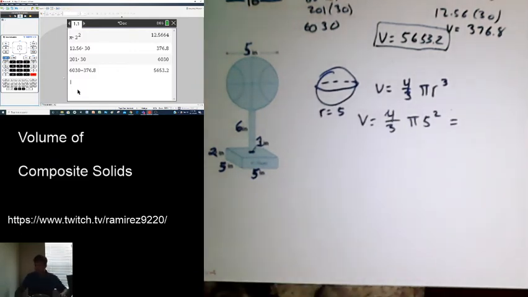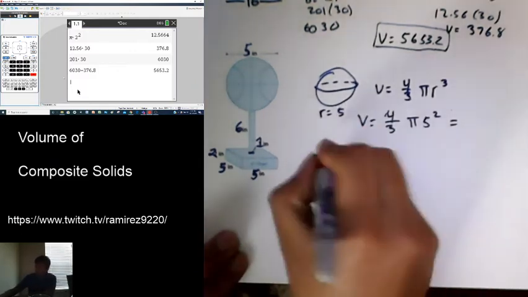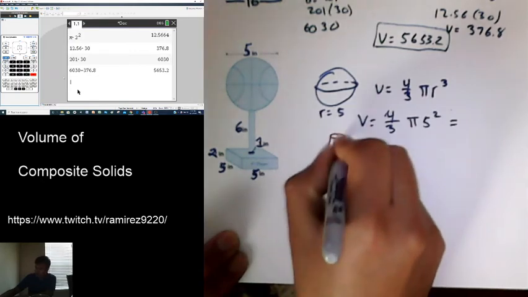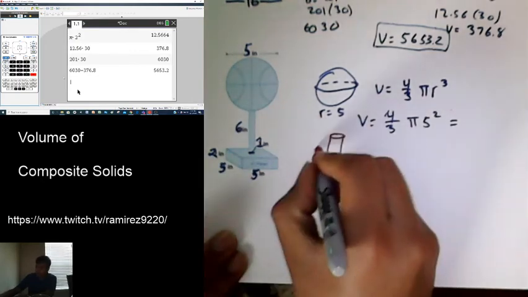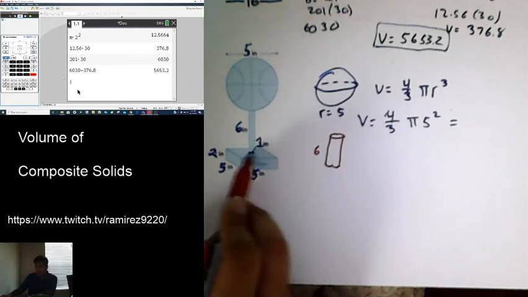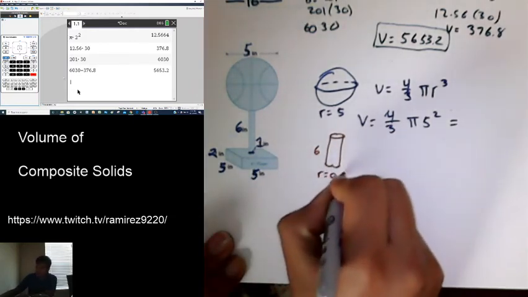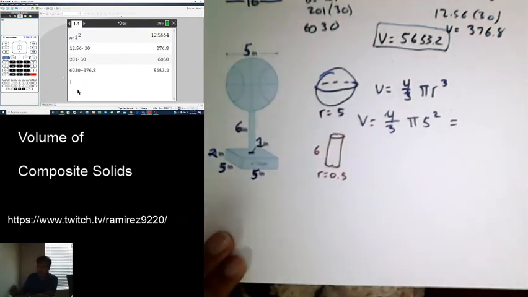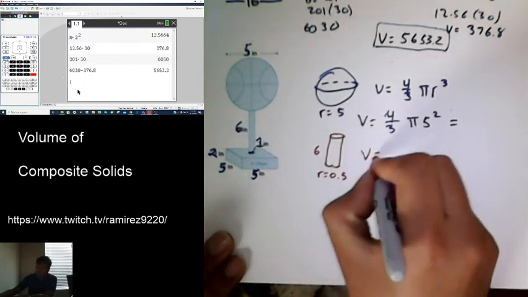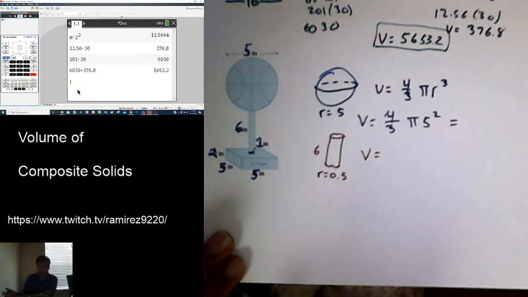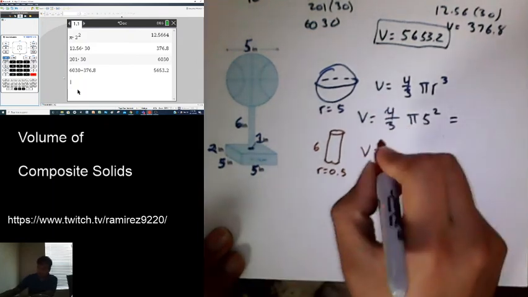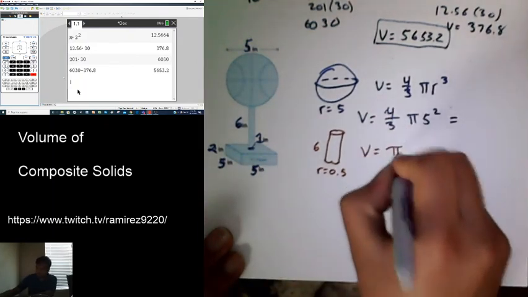For my cylinder, I know my height is 6, and this little 1 represents the diameter, so I know that my radius is 0.5. And I just showed you the formula above. So the volume of a cylinder is big B times h, where B is the area of the circle, so pi r squared.